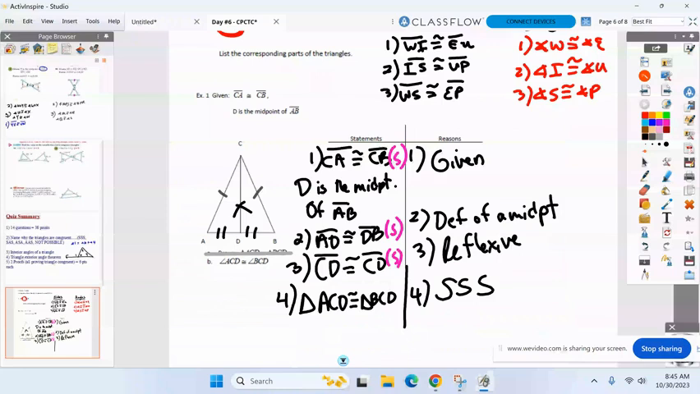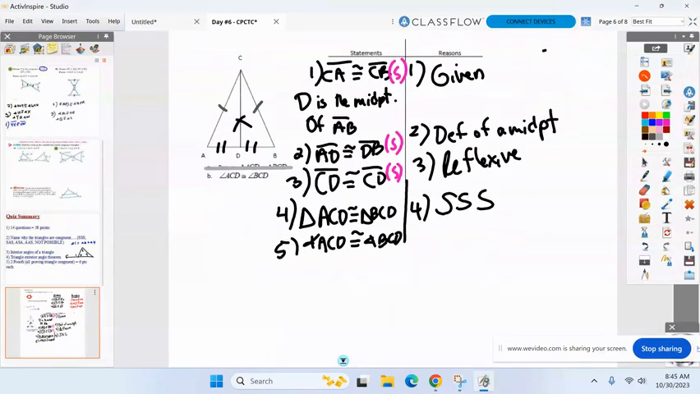Now I'm going to take it an extra step. Now that the triangles are congruent, any of these corresponding parts are congruent, including the two angles I'm trying to have you find. Angle ACD congruent to BCD. The triangles have to be congruent first. And here's our new reason. Corresponding parts, because that's what it is. I don't need to say angles or sides. I can just use the term parts.